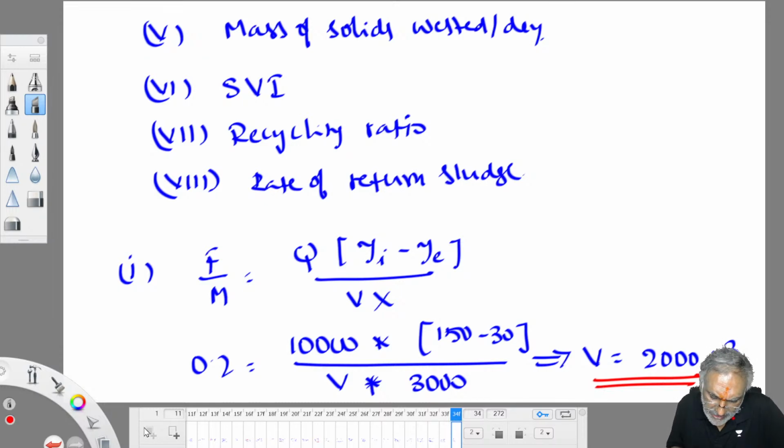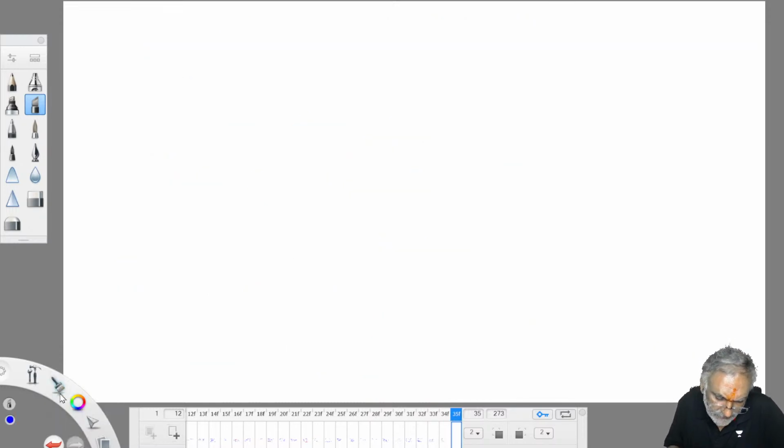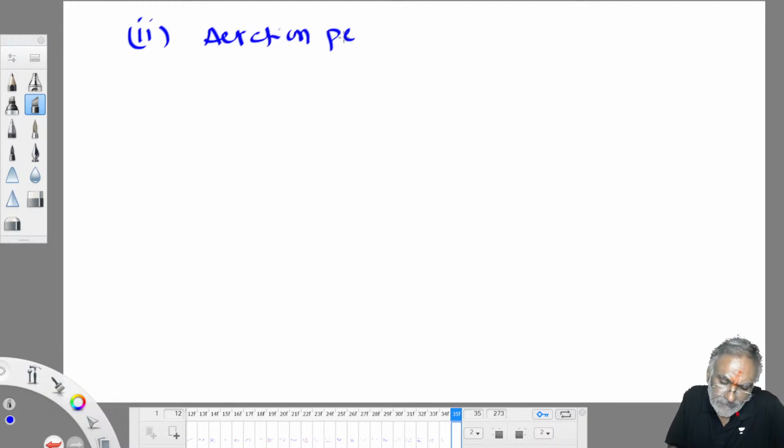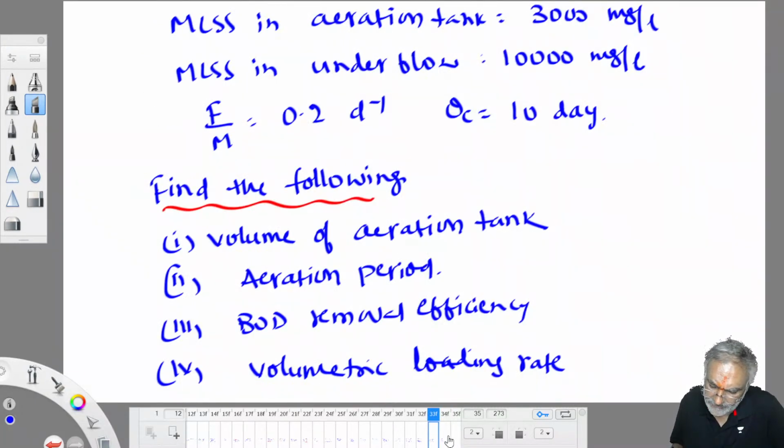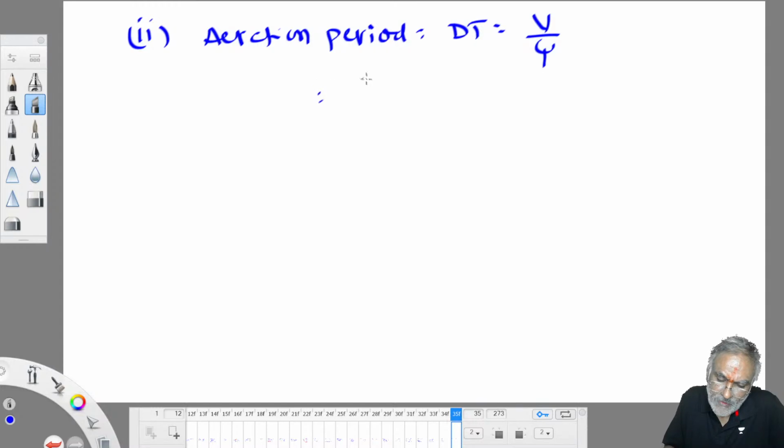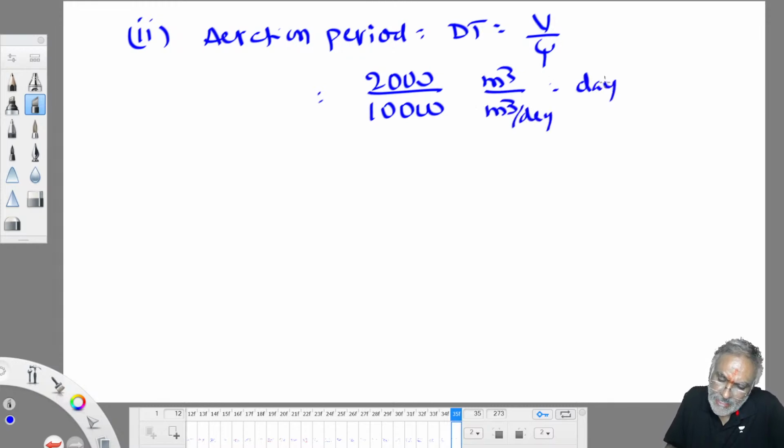Come on, similarly work out second question. Aeration period, right? Second question. Nothing but detention time, volume by flow rate. So volume you got 2000. Flow rate is 10,000 meter cube per day. So we'll get answer in days.